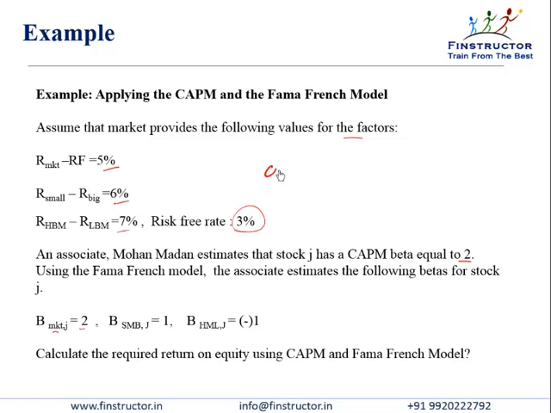So let's first do it using CAPM. The risk-free rate is given to be 3%, beta is given to be 2, and RM minus RF is given to be 5%, so this comes out to be 13%.